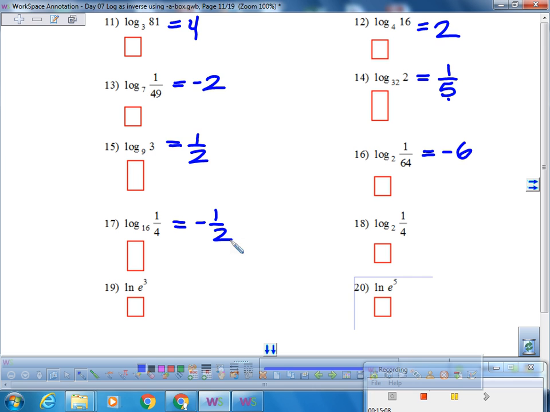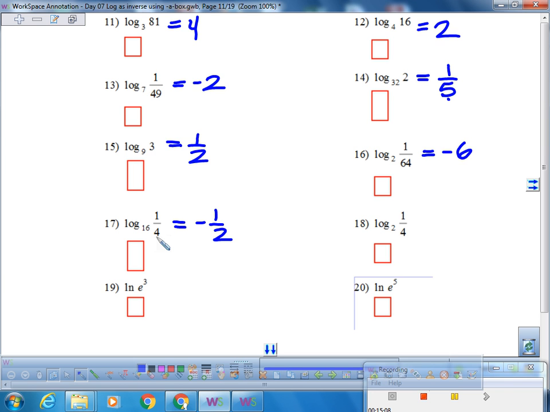Negative 1/2? Right? Because to get from 16 to 4, you're going to need a square root, which is a fractional exponent, and then we're going to turn it into a fraction, so we need a negative sign. Those are harder, right? It's okay if you're not like, oh yeah, got that one easily. You got to think about it, okay?